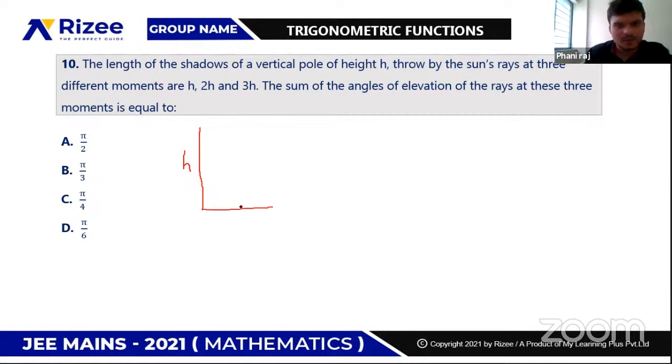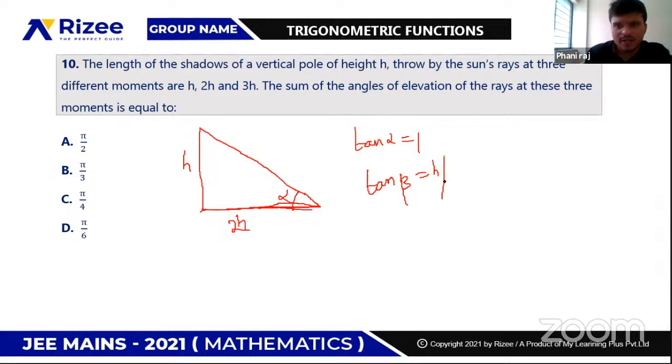So next it is a vertical pole of height h. The length of shadow: the shadow falls on the earth, no? The sun's rays at three different moments. At one moment, the shadow is h, so tan alpha would be 1. At the other moment, if the angle is beta, when the shadow is 2h, tan beta would be h by 2h, which equals 1 by 2. At the third moment, tan gamma equals h by 3h, which equals 1 by 3.